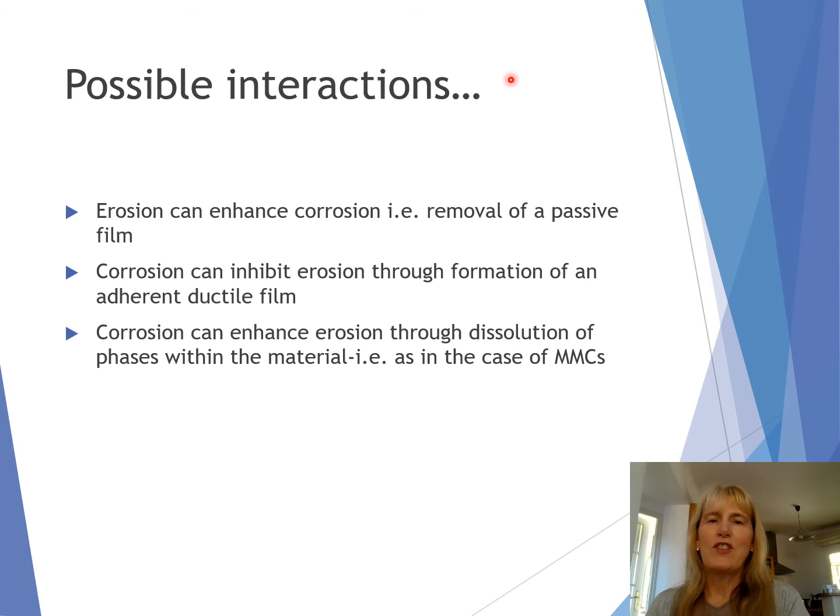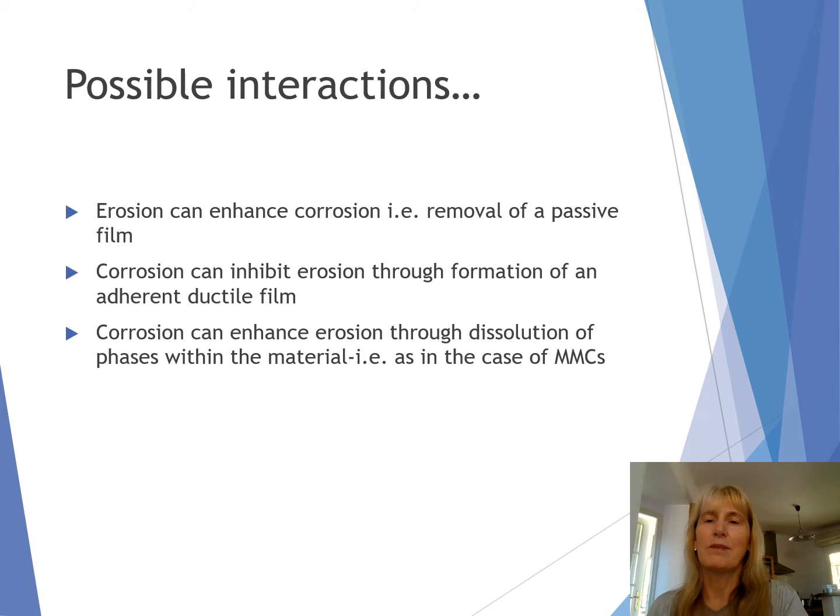What are the possible interactions between erosion and corrosion? Erosion can enhance corrosion, that is, removal of the passive film. Corrosion can inhibit erosion through formation of a ductile oxide film on the surface. Indeed, it can be a sulfide film. And corrosion can enhance erosion through dissolution of phases within the material, as in the case of metal matrix composites.